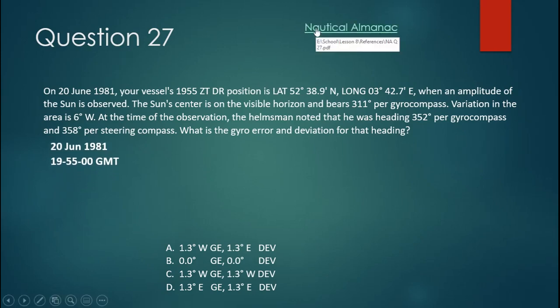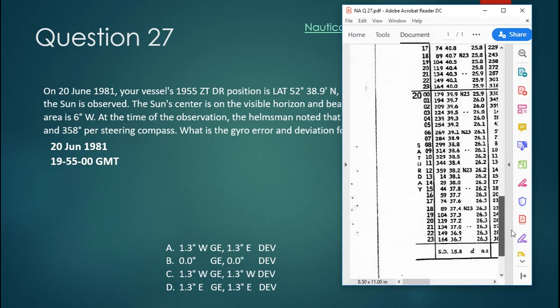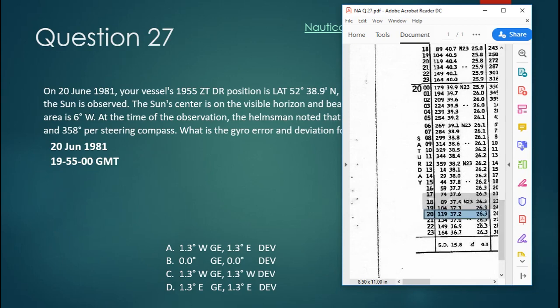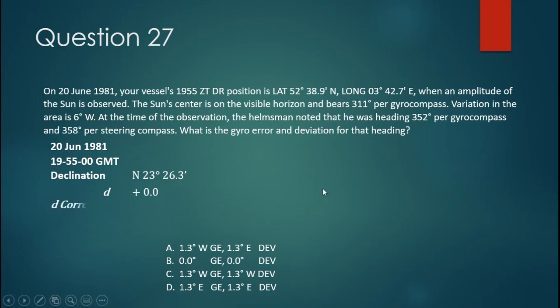And now we just go to the Nautical Almanac for 20 June at 1955. We'll get our declination. 20 June looks like 26.3. So north 23 degrees, 26.3. And our little d correction is 0. So let's bring that up. PowerPoint's running a little slow today. Okay, the declination is north 23, 26.3 with a little d correction of 0. And again, my PowerPoint's not working like it's supposed to.